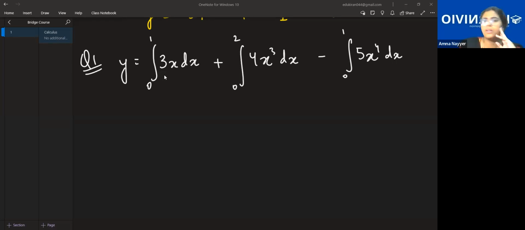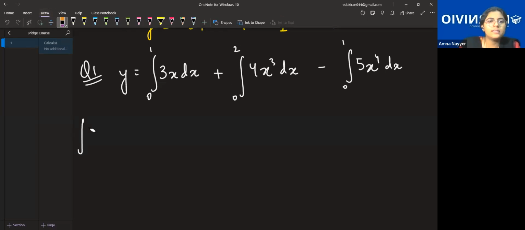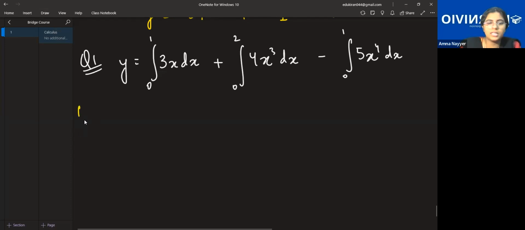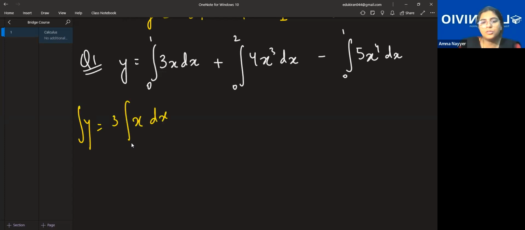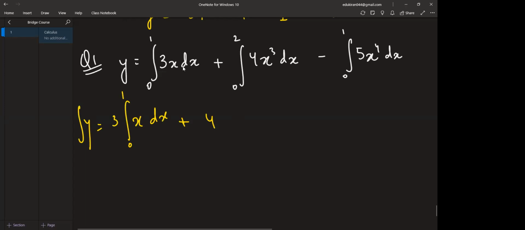I've not solved it. Let me solve it also with you. So yes, this entire equation, though the equation will not be in this form, in which form we'll have the equation, that I'll tell you. So this is integration of y. 3 is a constant term. We have to integrate x dx from 0 to 1. Plus 4 is a constant term. We have to integrate x to the power 3 dx from 0 to 2.